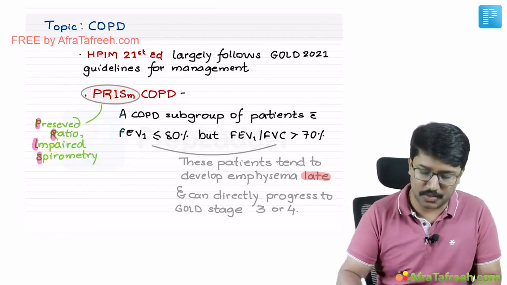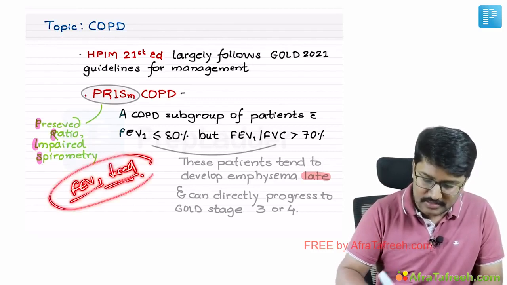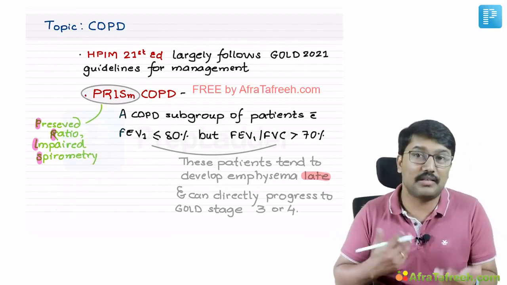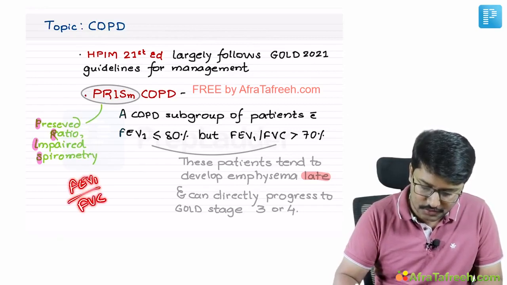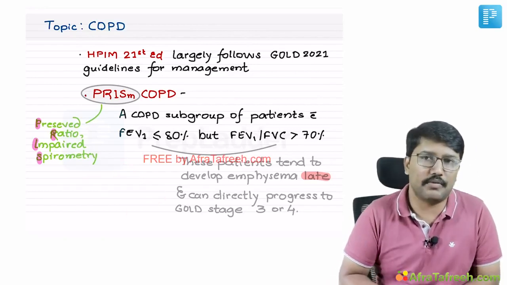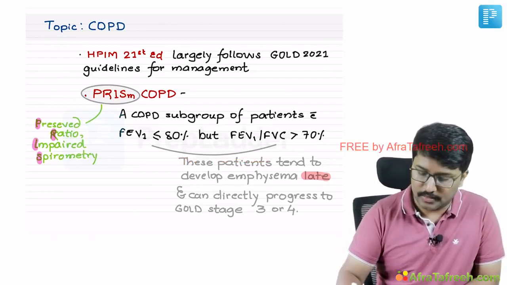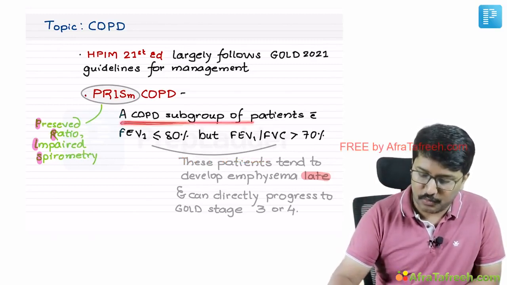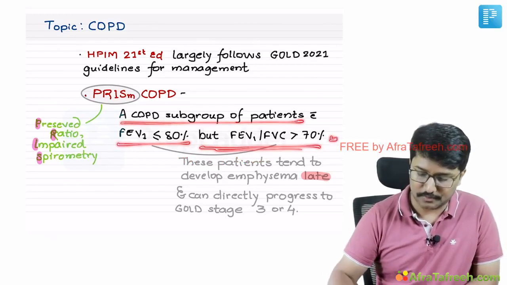That means in case of PRISM COPD, the FEV1 is reduced. So that means the spirometry is impaired because the FEV1 is reduced, but the ratio is preserved. That means the FEV1 by FVC ratio is normal, or it is going to be more than 70%. So that's a variant of COPD. It's called the PRISM COPD variant. And in this regard, Harrison mentions a statement which I want you to remember, that PRISM COPD is a subgroup of patients with FEV1 less than 80%, but FEV1 by FVC more than 70%.